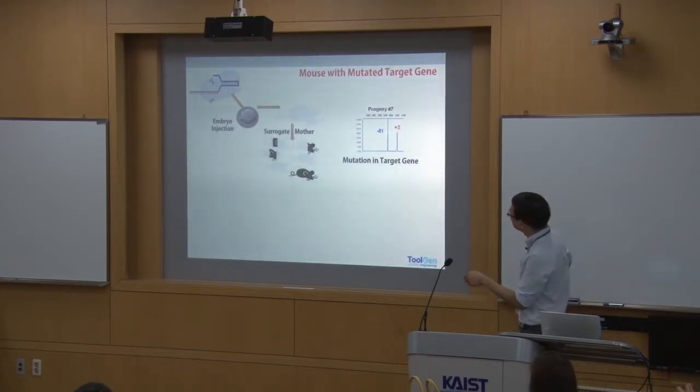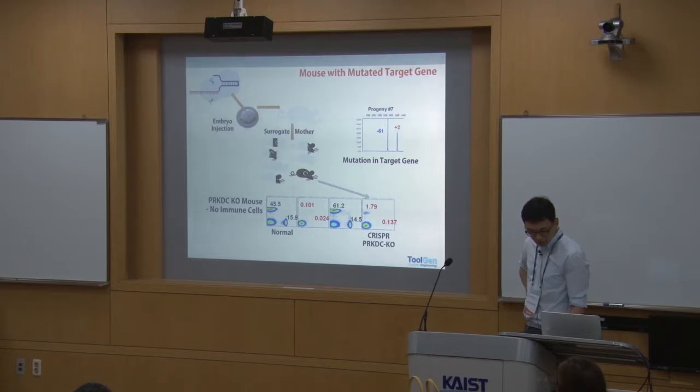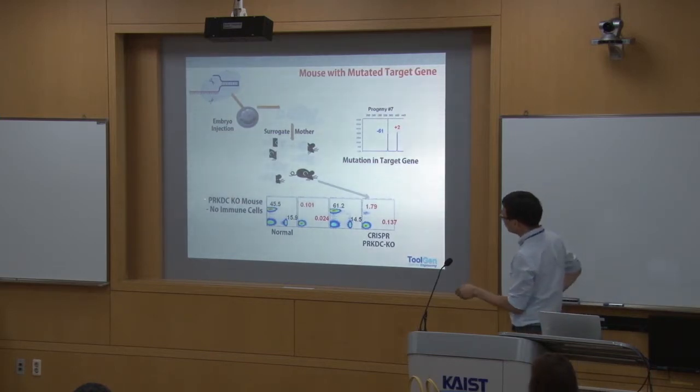So actually, we did the experiment. We transferred the embryo to a surrogate mother, and from the mouse that was born from the injected embryo, we can find a mutant mouse that doesn't have this target gene at all. We knew that the removal of this gene from mouse would result in the lack of immune cells, T cells and B cells. So this part and this part show the immune cells, and the mouse we made with CRISPR to not have this gene has very few or no B or T cells. It shows that we can remove this gene from the mouse easily.